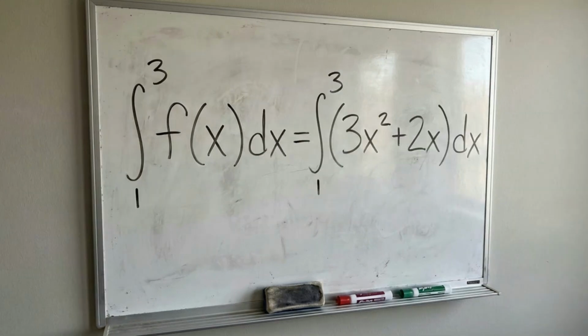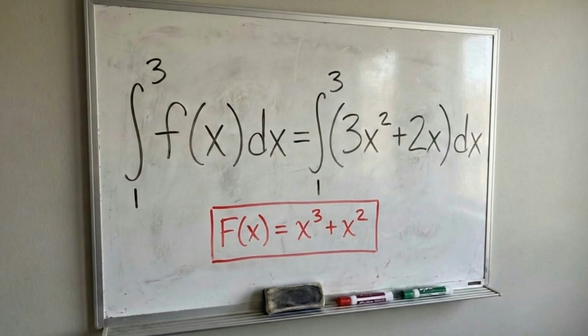First, we set up the definite integral for our function. Now we find our antiderivative or weight function using the power rule. We get F of x equals x cubed plus x squared. This is our master key.